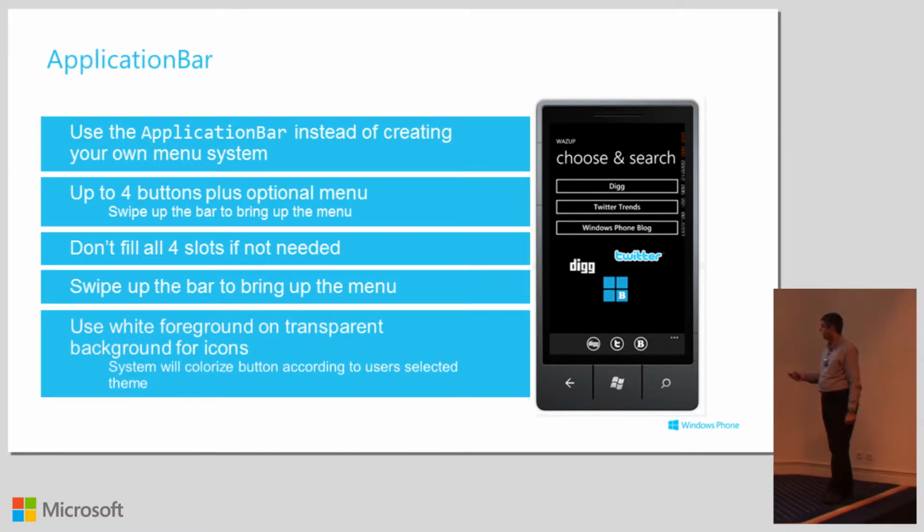Here we have 3 icons on the app bar, and if you see here I have the 3 ellipses. When I click on them, I get the menu. So in addition to the icons, I can have additional menus that provide me more actions.